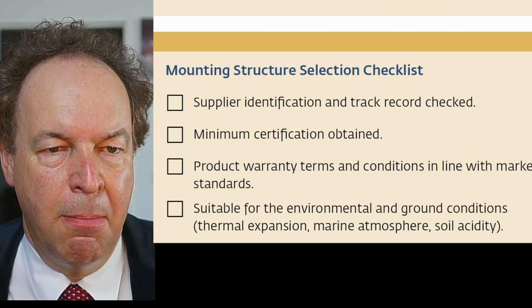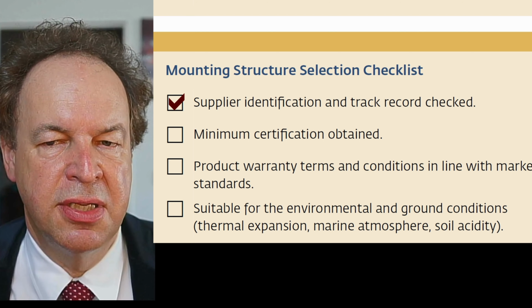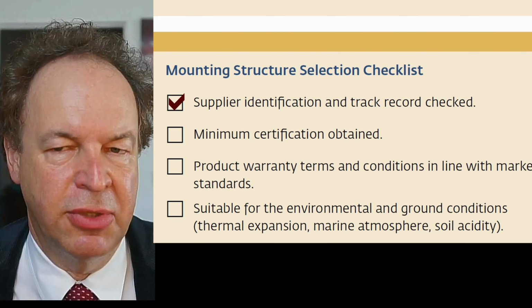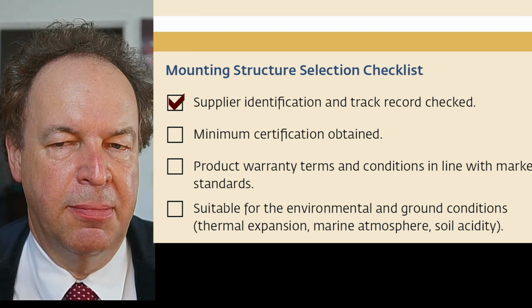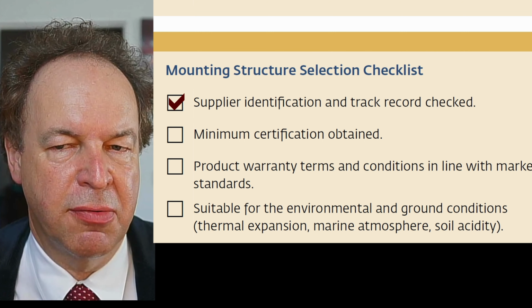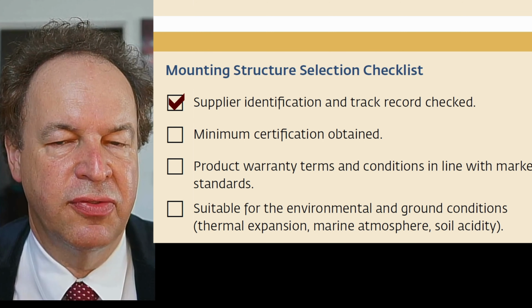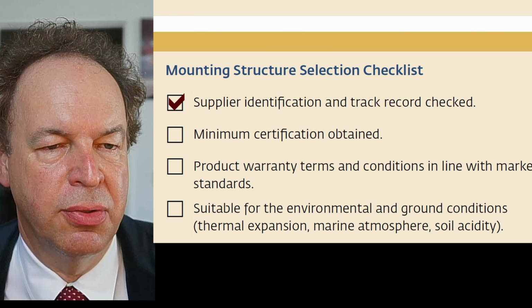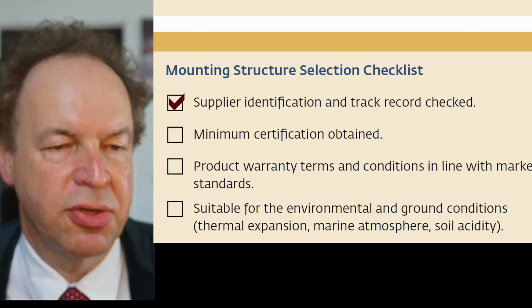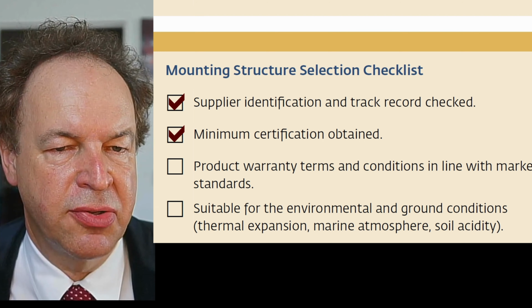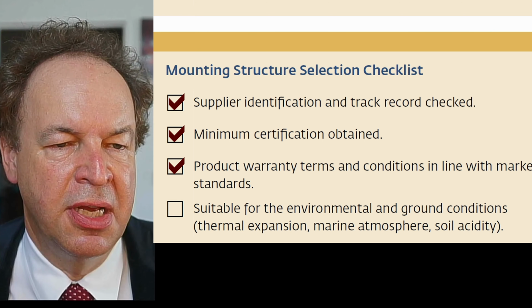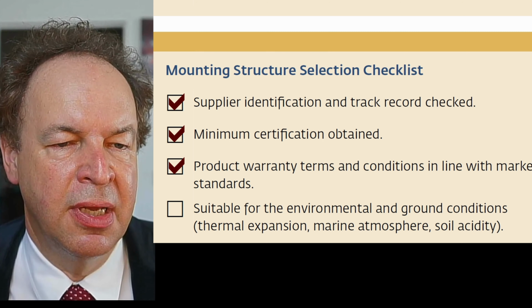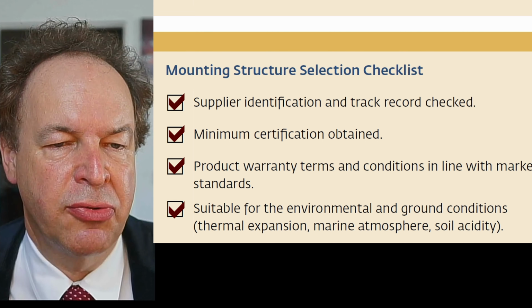Mounting structure. So the mounting structure also the same, supplier identification and track record checked. Usually these are custom, or often, not always, but often custom made by local companies. So it's quite hard to check the quality control of the manufacturer, or you purchase a pre-fabricated module mounting structure and so on. Also there's some certification issues. The product warranty terms and conditions in line with the market standards. And it has to be suitable for the environmental and ground conditions.